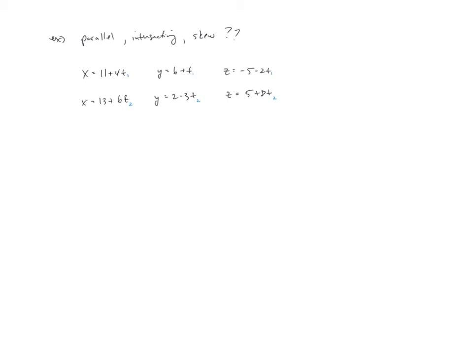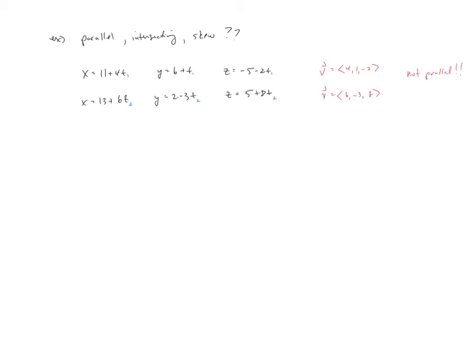So first thing I'm going to do is determine if they're parallel. In determining if they're parallel, I'm going to pull out their direction vectors, and in this first one we'd have 4, 1, -2. So 4, 1, and -2 for that direction vector. And then for the second one, we would have 6, -3, and 8. Now, looking at these, I can say that they are not parallel.